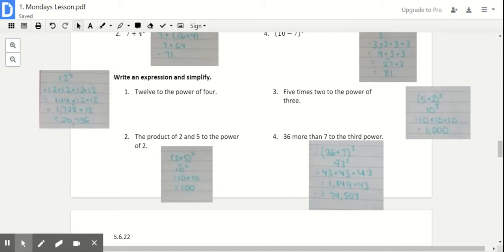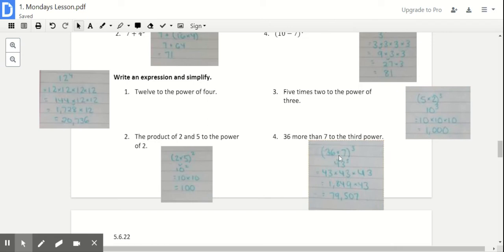2, the product of 2 and 5 to the power of 2. So we know that the product of 2 and 5 means that this needs to be in a group in parentheses, and then this is going to be to the power of 2. Number 3, 5 times 2 to the power of 3. Again, 5 times 2 to the power of 3. Group in parentheses.